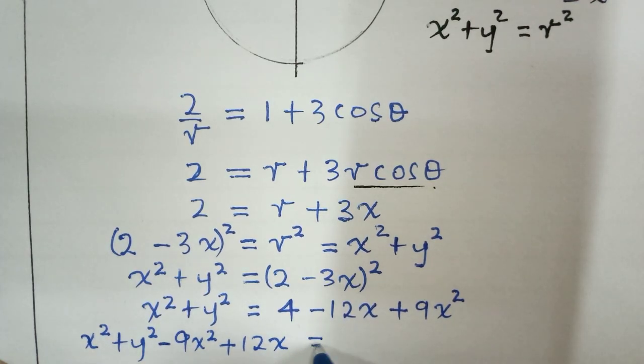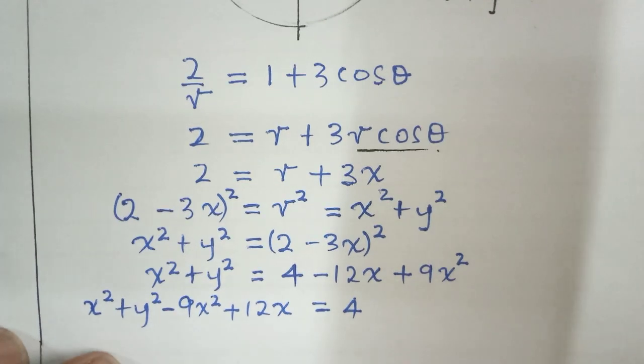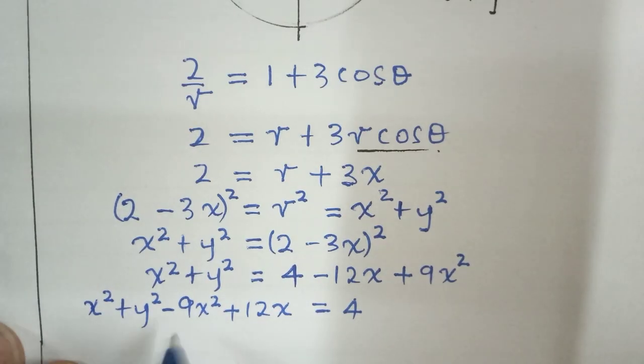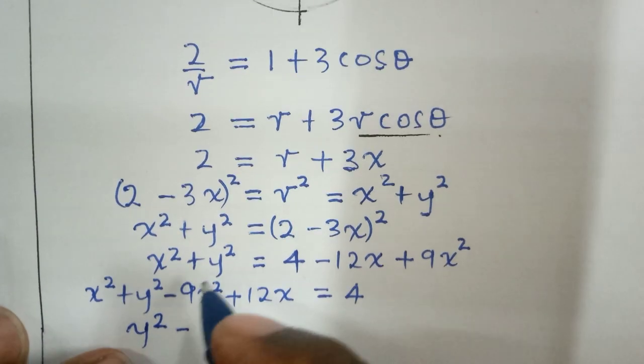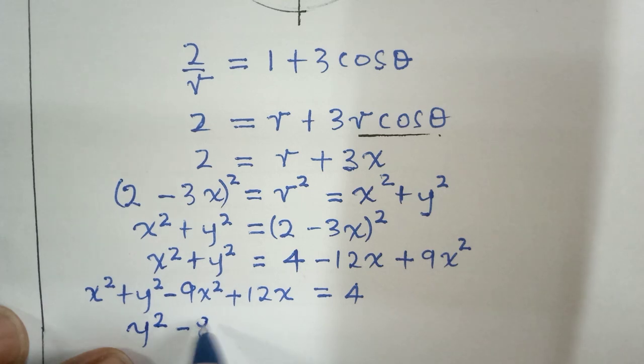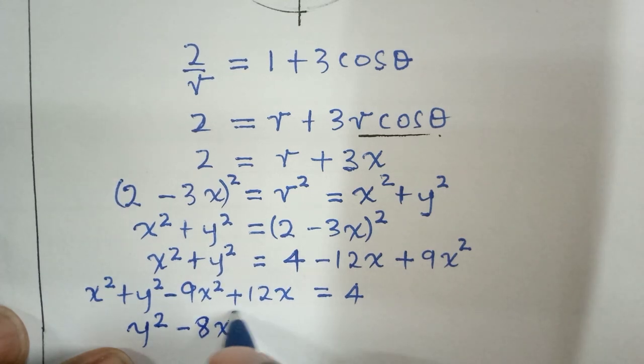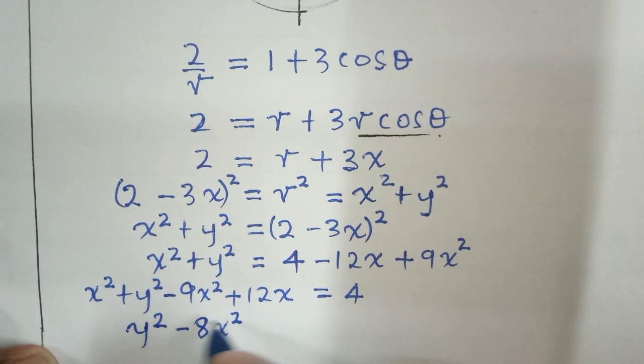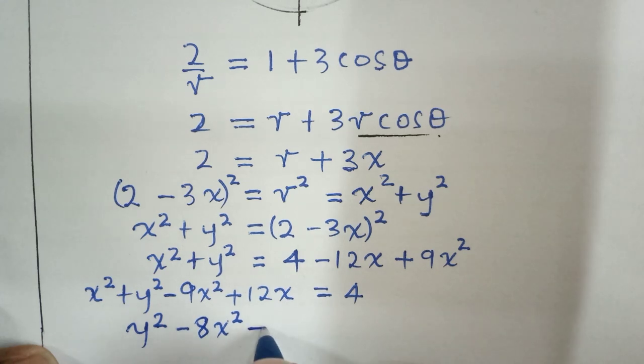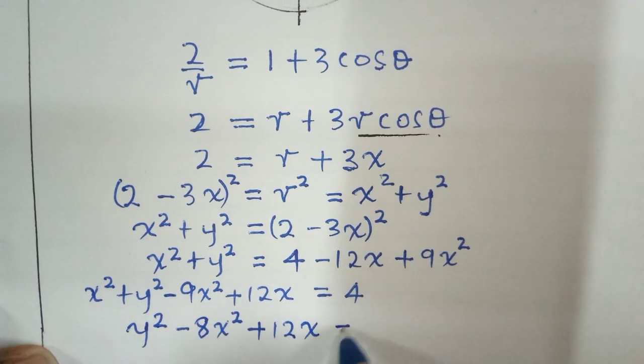This is now equal to 4, guys. So now from there we shall have x squared minus 9 squared, and we shall have y squared minus 8x squared now plus 12x. This one gives us 4.